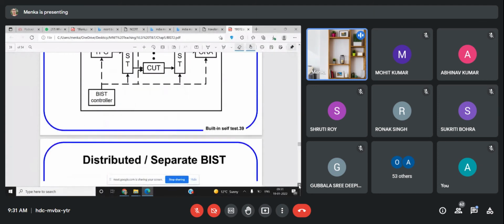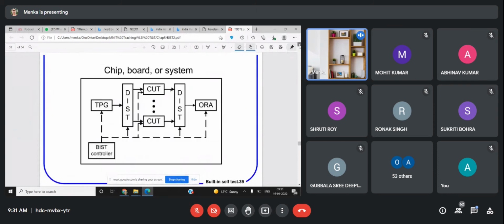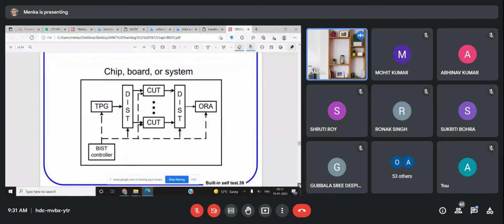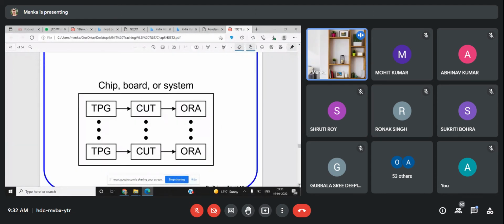So this one was centralized or separate BIST, and the next one is distributed separate BIST. In this, every CUT has its own ORA. So both of these types are possible in your offline BIST architecture.